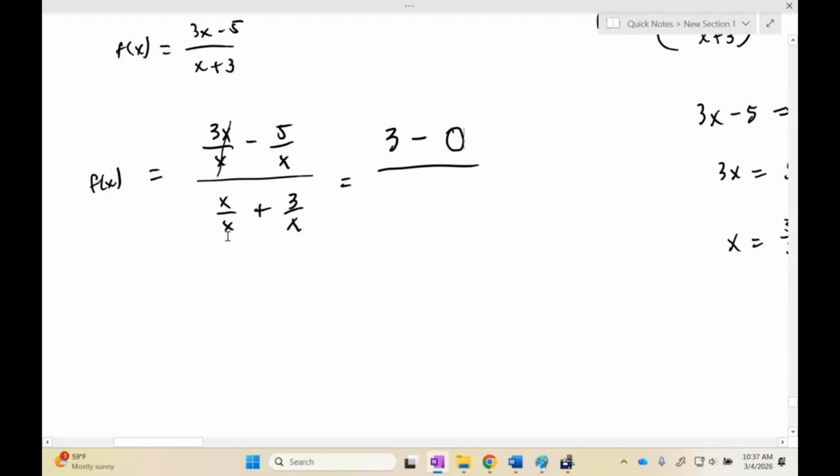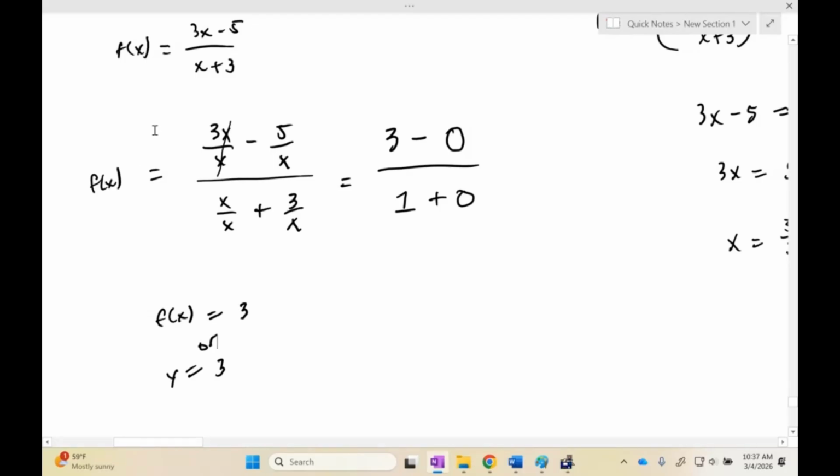In the denominator, x over x, that reduces down to what? 1, because anything over itself is 1. And then 3 over x, nothing reduces, so that is a 0. So then 3 over 1 is what? 3. This is the equation. F of x is equal to 3, which is the same thing as y equal to 3.